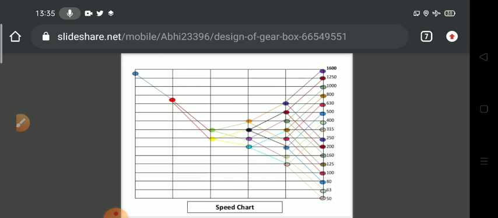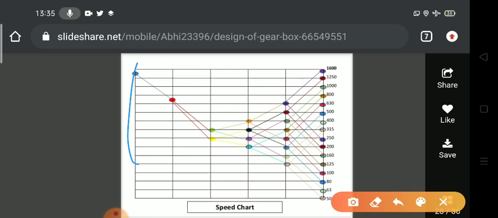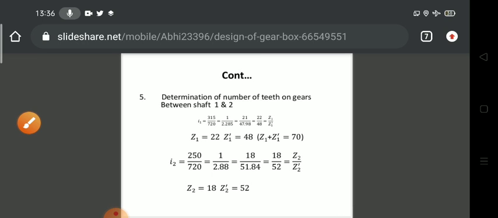How? First shaft and second shaft, right? No, why? Because this shaft is a motor shaft, so we are not taking it into account. So the first shaft is here, which has a speed of 720. The second shaft is here, which has speeds of 315 and 250. We had already taken 315 and 720. Now we are going to take 250 and 720. So we get Z2 equal to 18 and Z2 dash equal to 52, and the summation of Z2 and Z2 dash is 70, right?